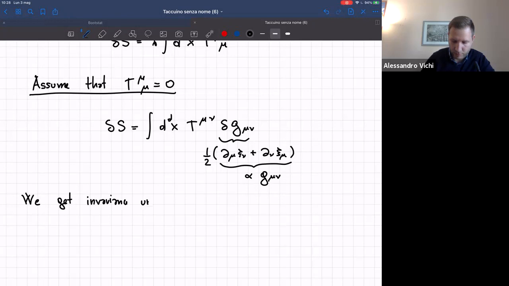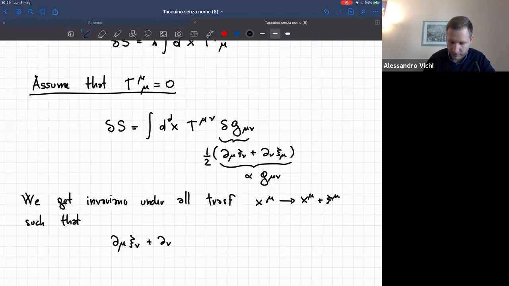Under all transformations x^μ going to x^μ plus ξ^μ, such that the following equation holds: ∂_μ ξ_ν plus ∂_ν ξ_μ, so this symmetrized combination, is proportional to g_μν. Now, if you take the trace of this object, you see that the proportionality factor is in fact 2/d times the scalar product ∂·ξ.